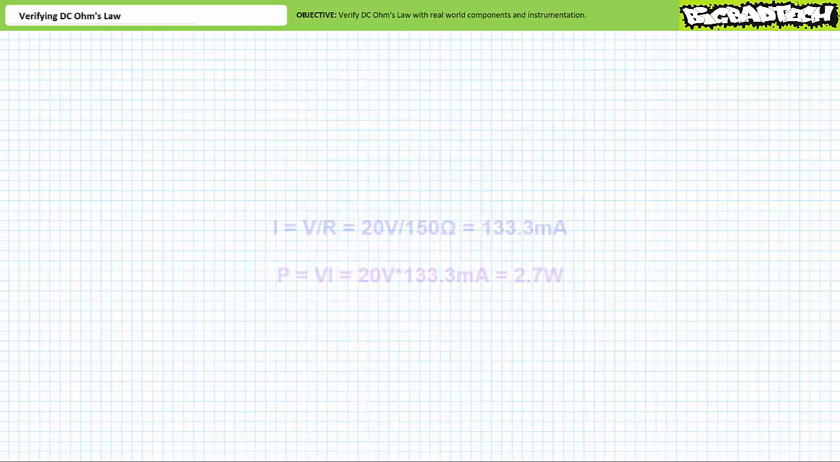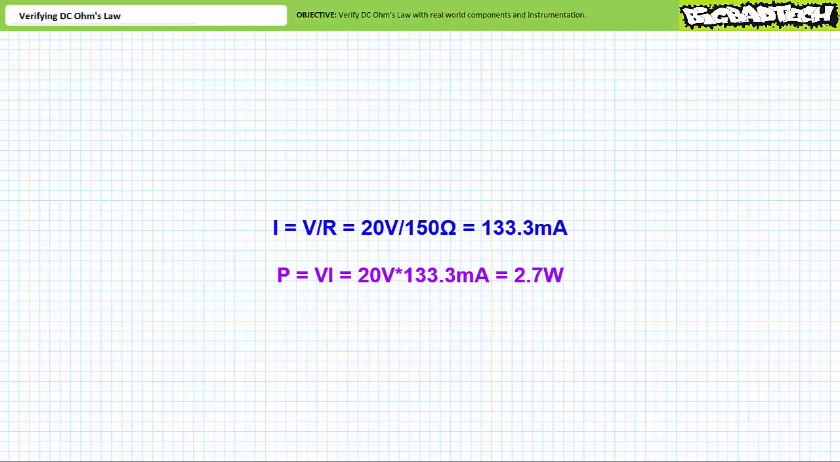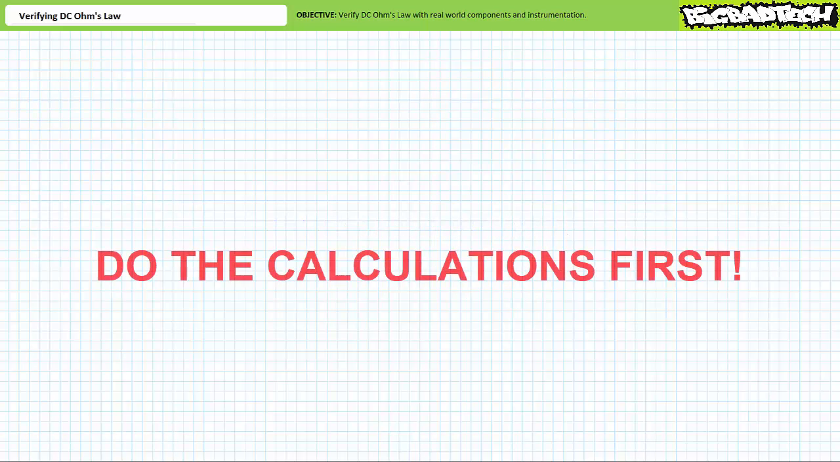If you did like I asked, you'll realize a 150 ohm resistor driven by a 20 volt source would draw roughly 133.3 milliamperes of current and dissipate approximately 2.7 watts of power, well above the specified quarter watt or 250 milliwatt power rating for this particular resistor. No wonder it went up in flames. The point being, snap out of it. Do the calculations first. Know what to expect.